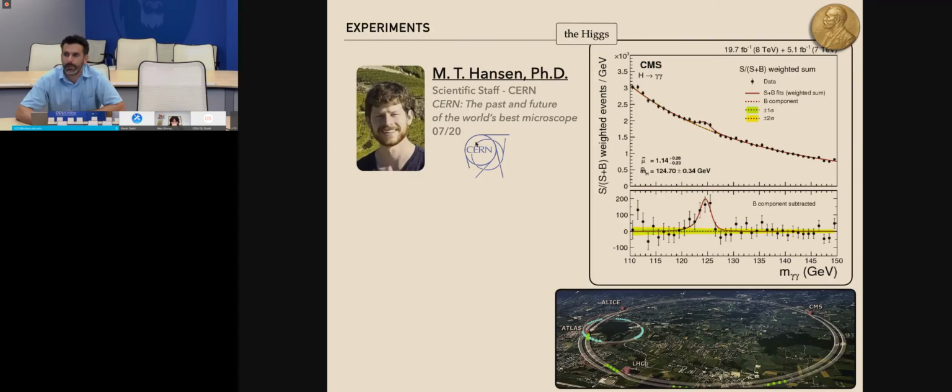Another thing that I'll highlight is that my collaborator, Max Hansen, is going to be giving a talk on July 20th about CERN, about the past and future of this world's best microscope, which is this particle accelerator. And if you haven't seen an image of CERN, of the LHC, here is one, and you can see it's the biggest particle accelerator in the world, and it crosses the border between Switzerland and France. So it's a remarkably powerful machine.